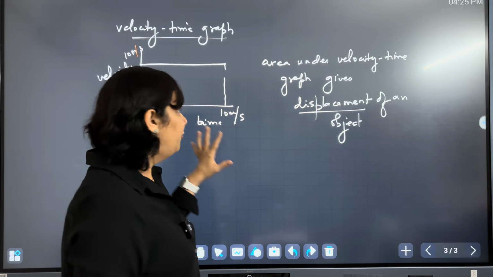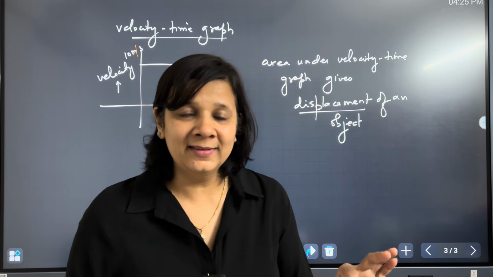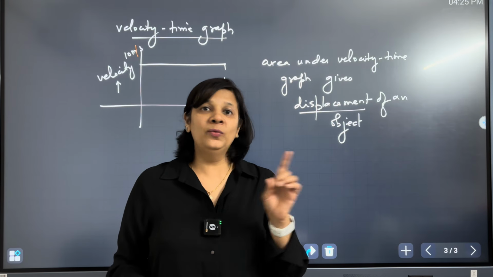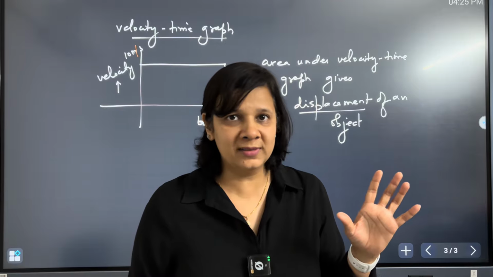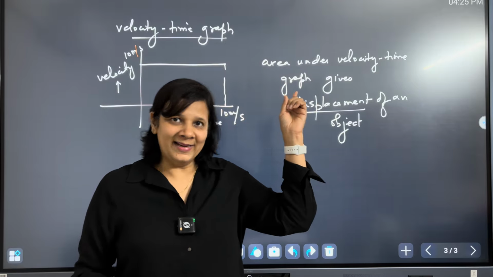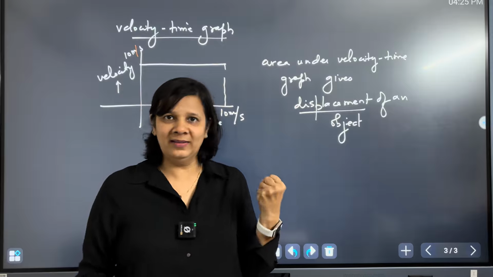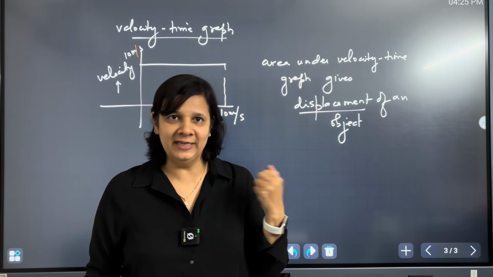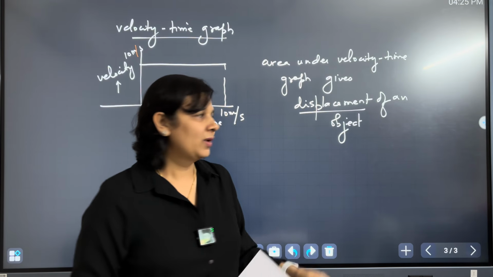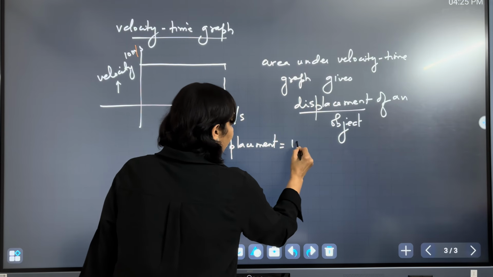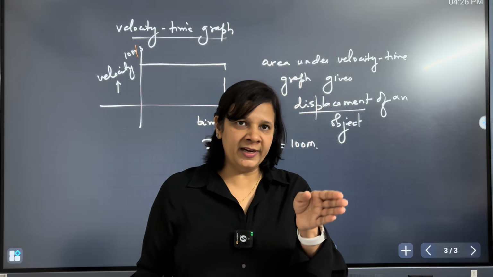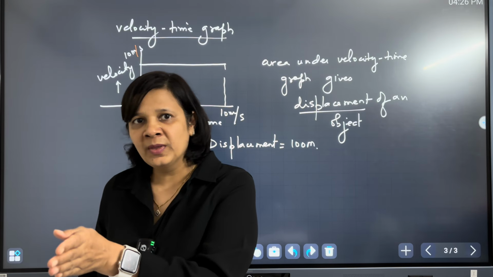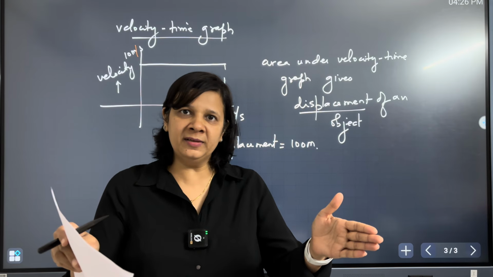Another important point: from this graph you will only get the value of the displacement of the object. You will not get the value of the initial and final position of the object. That information is lost. This will come up again when you learn definite and indefinite integrals. Here you will see that the displacement of the object is 100 meters. Now it is possible that the object started at position x equal to 100 and moved to x equal to 200. Again the displacement is 100 meters.